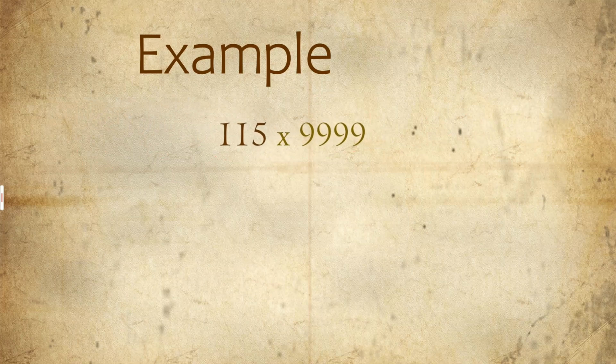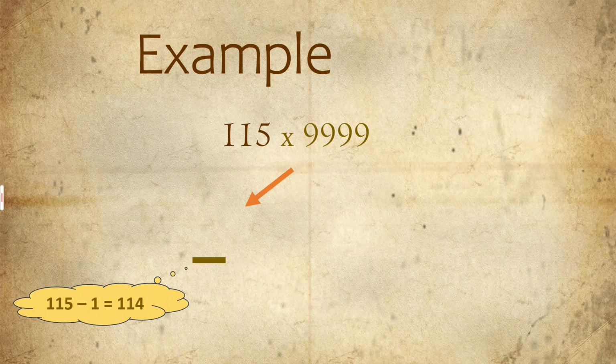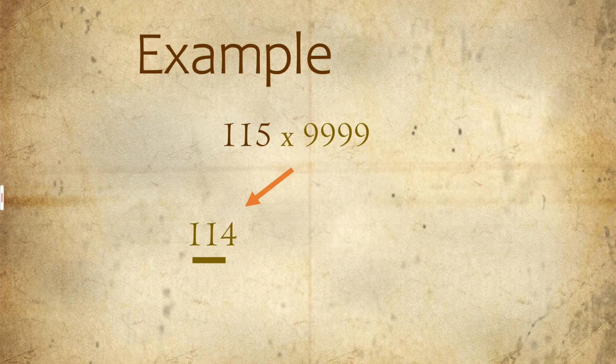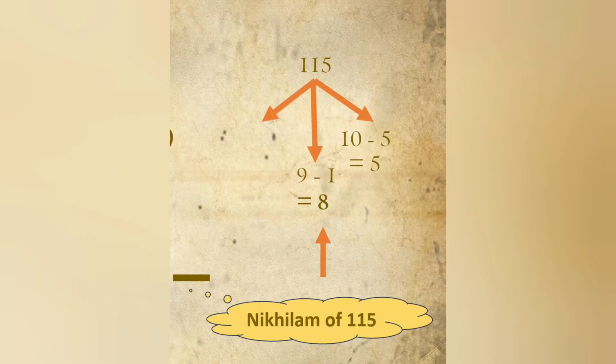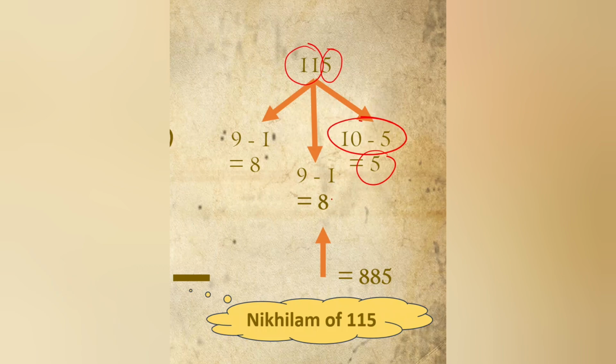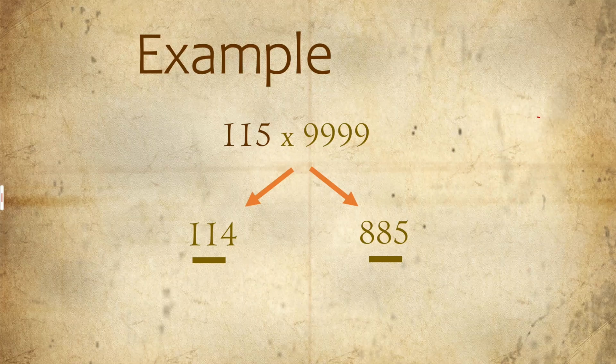So first of all, we're going to divide the answer into 3 parts. The first part is made of the number subtracted by 1. That is 115 minus 1, 114. The last part is going to be made from the nikhilam of the number, that is 115's nikhilam, which is going to be simply 885. To recap it again for you, it's going to be the last digit from 10, that is 5, and the rest of the digits from 9, that is 8 in both cases. 9 minus 1, that is 8 and 8. Therefore, we write 885 for the last place.